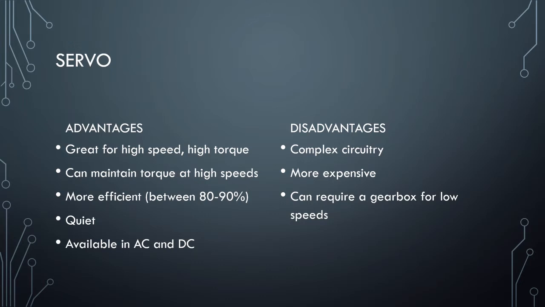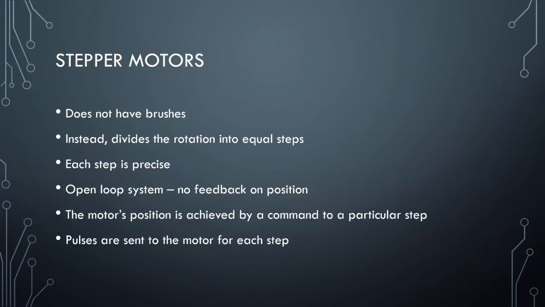And then sometimes they require an additional component called a gearbox if you're going to be running them at lower speeds all the time. So those are just things to think about when you're considering a servo motor. So the second of these two main types of motors is the stepper motor. And a couple quick things about stepper motors.